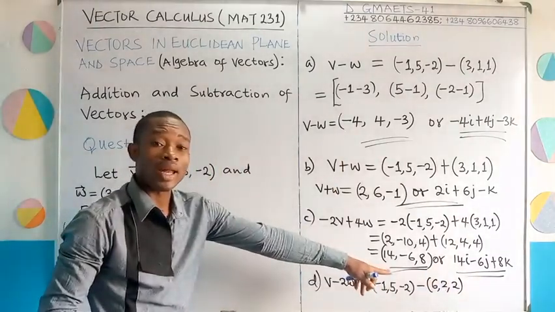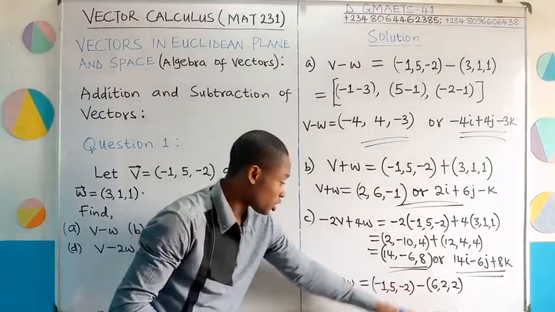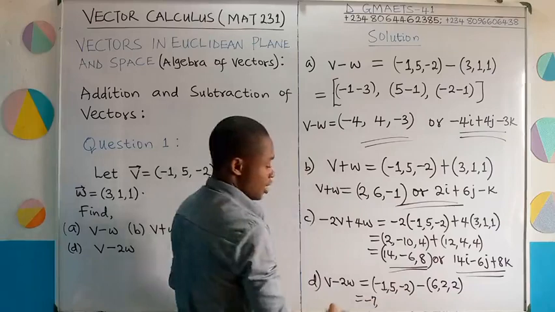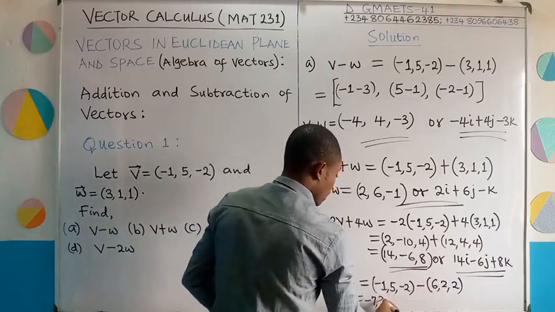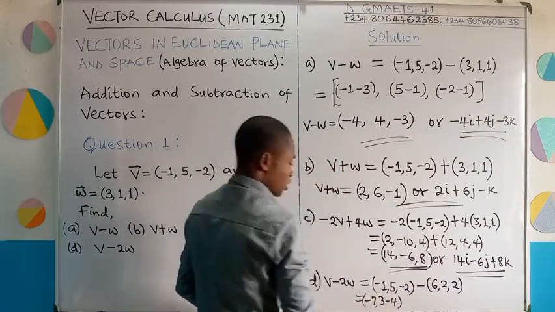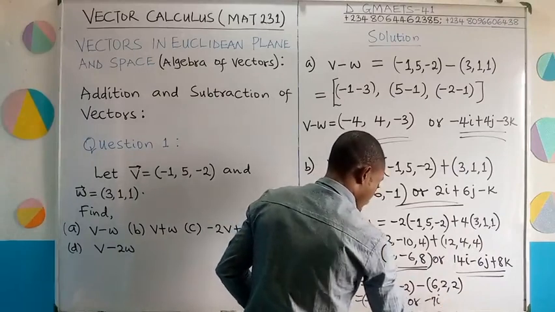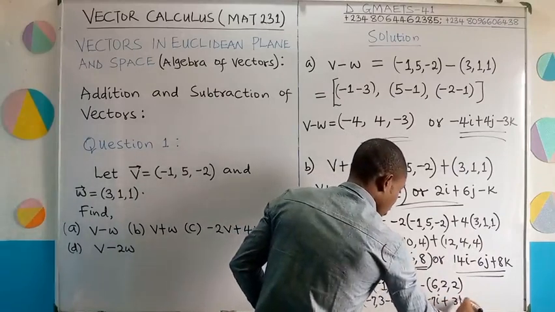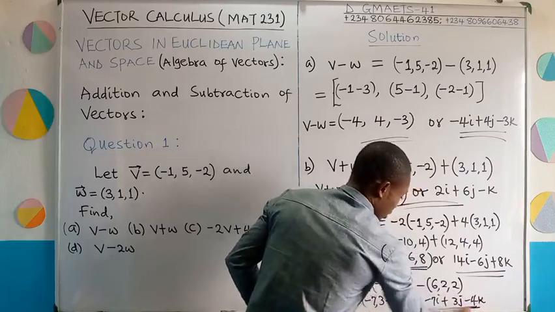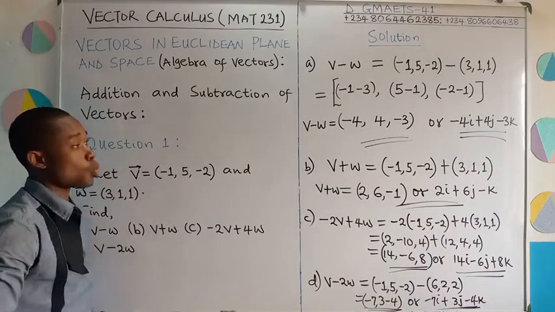And so we cannot go along by adding or subtracting like terms here, because this is subtraction. Minus 1 minus 6 will give us minus 7. And then 5 minus 2 will give us 3. Minus 2 minus 2 will give us minus 4. So we've got this as our answer, or in terms of the specific unit vectors, minus 7i added to 3j, and then minus 4k. So any one of these two is the answer to the D part of question 1.